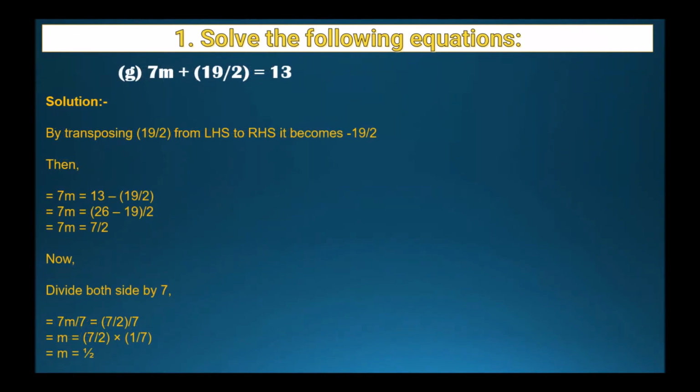7m plus 19 upon 2 equals 13. So we will bring this 19 upon 2 to this side, so it will become minus 19 upon 2. So 7m equals 13 minus 19 upon 2. So 7m equals, sorry, this 2 will be multiplied with 13, so it will become 26. 26 minus 19 upon 2. So 7m equals 7 upon 2.